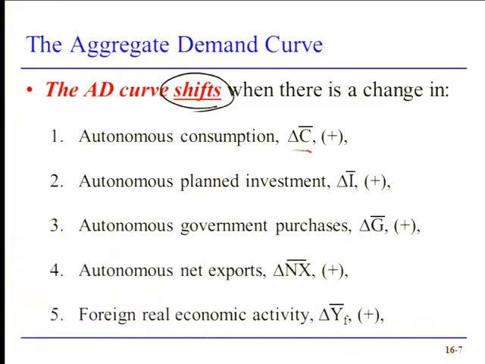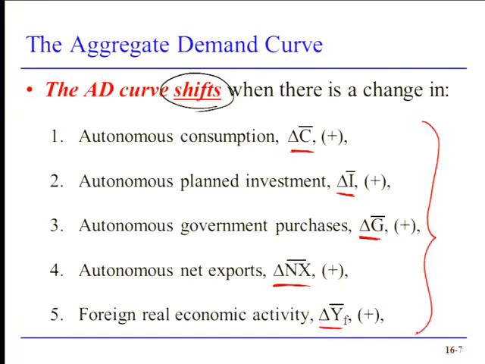So remember, we had a consumption function. So we have autonomous consumption. We have a planned investment function, so changes in autonomous investment. We have a government purchases function, so changes in autonomous government purchases. Our net export function had autonomous net exports, and also as an exogenous variable, at least for now, foreign real economic activity. All of these factors influence the IS curve and also, therefore, the aggregate demand curve.